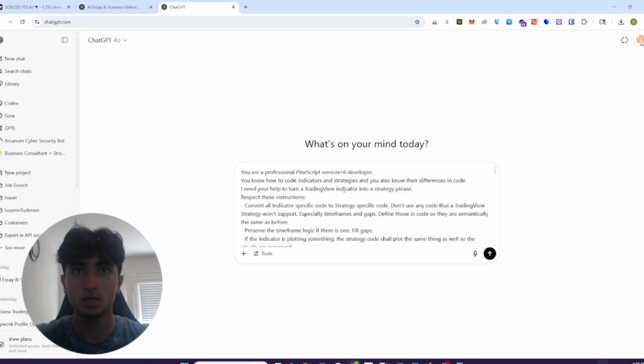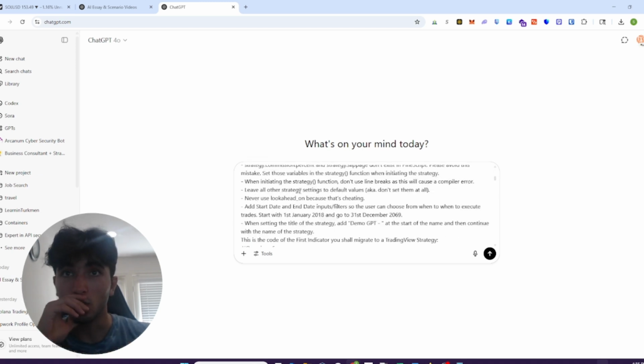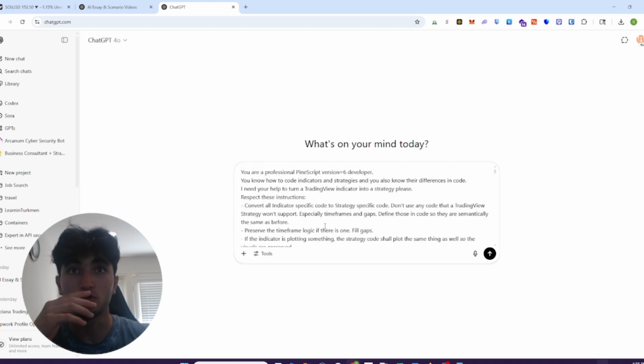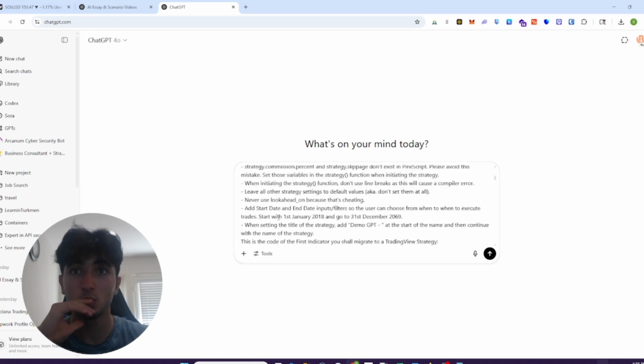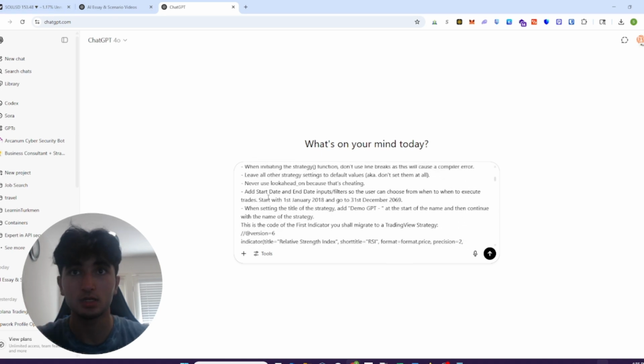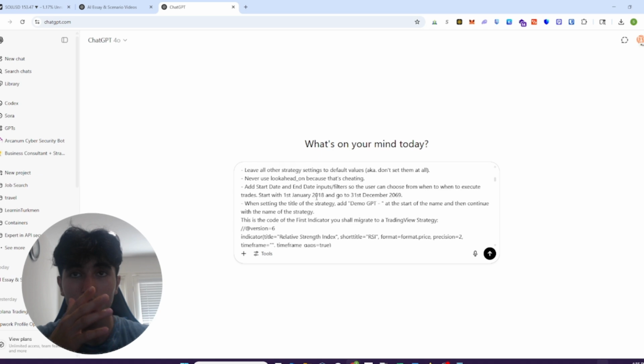Let me replace this. You are a professional PineScript version 6 developer. You know how to code indicators and strategies, and you also know the differences in their code. So I'm going to tell it some of the rules that I need, and for that you can read through it, but it's basically some common rules such as don't trigger a short, because there is no shorting specifically for this that I'm going to do, and other things are like send a start date and an end date.